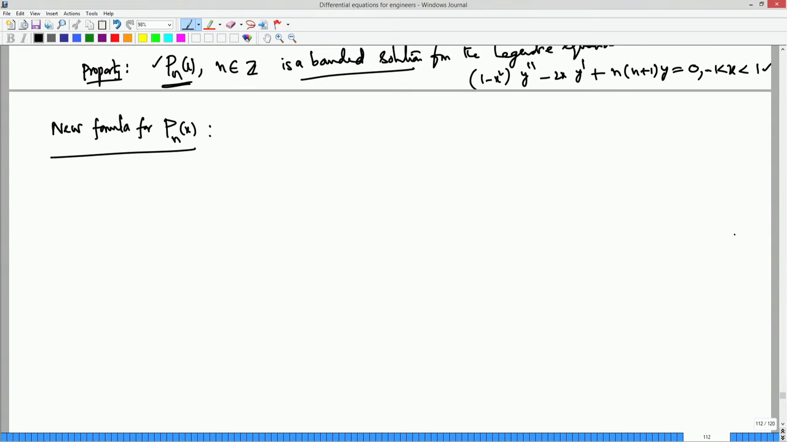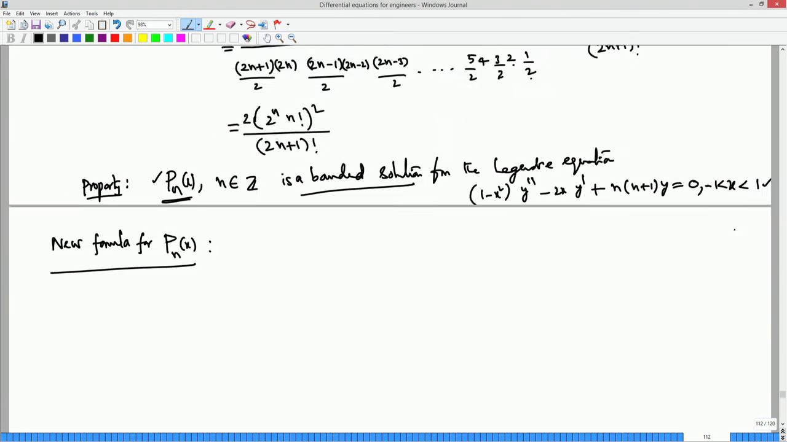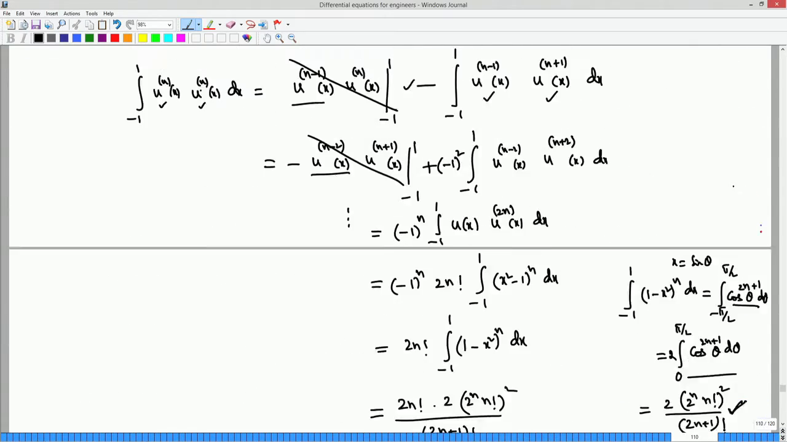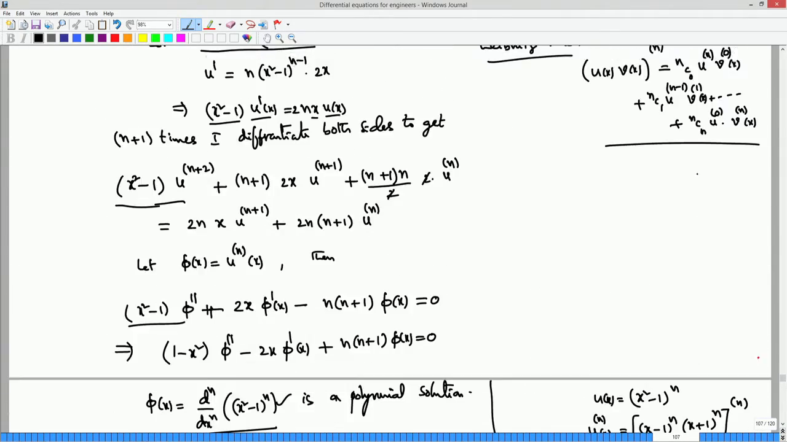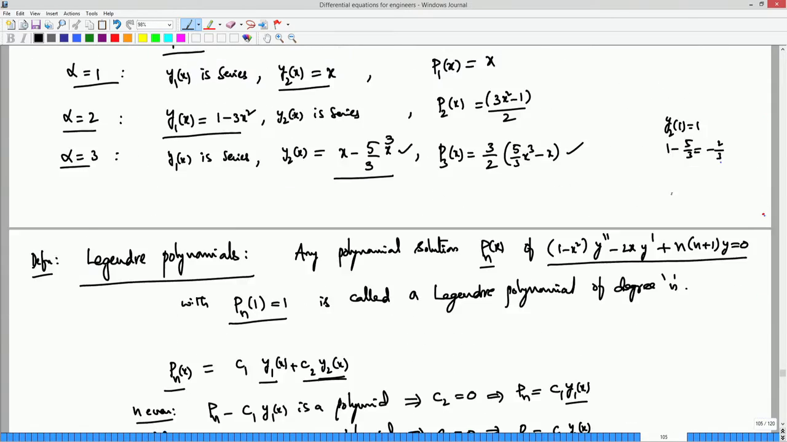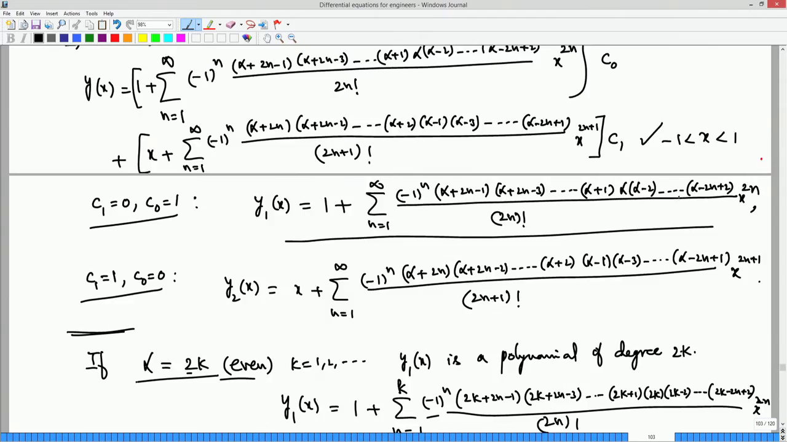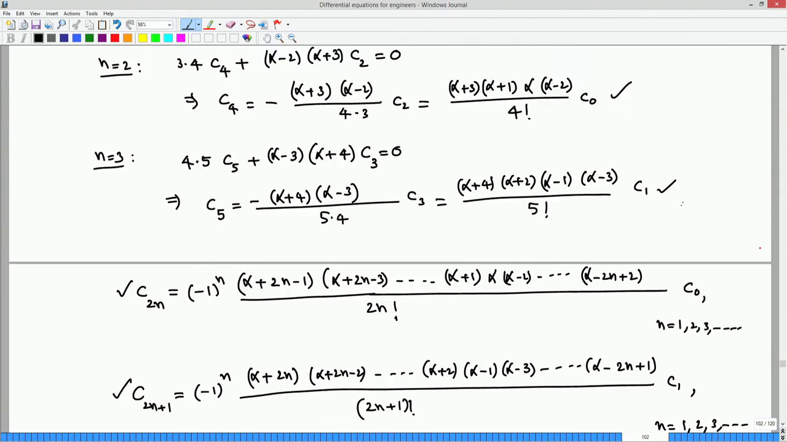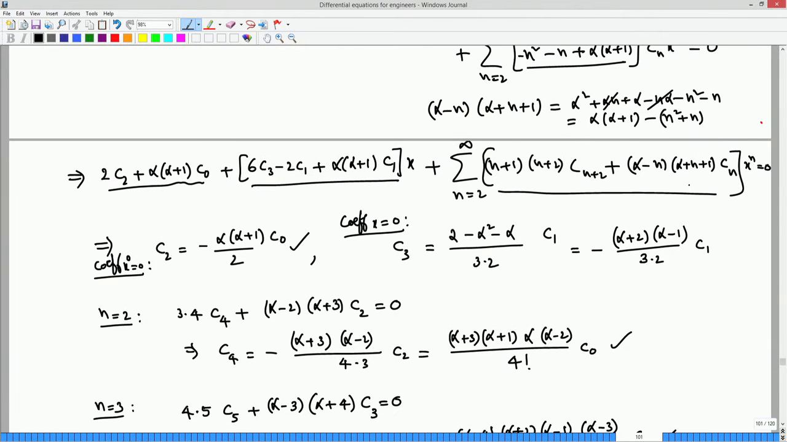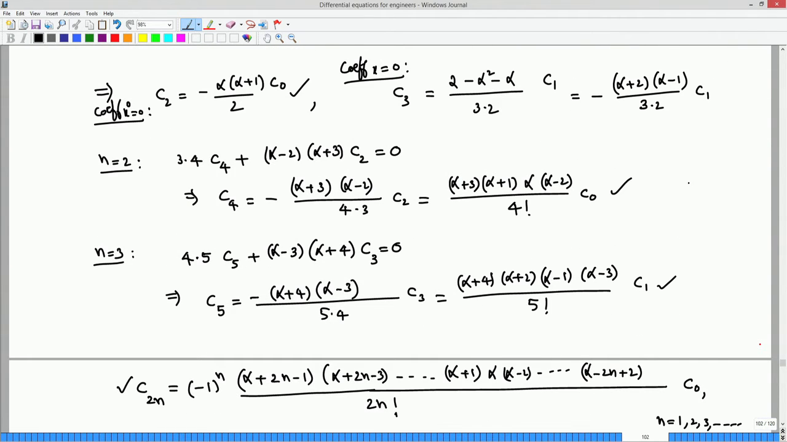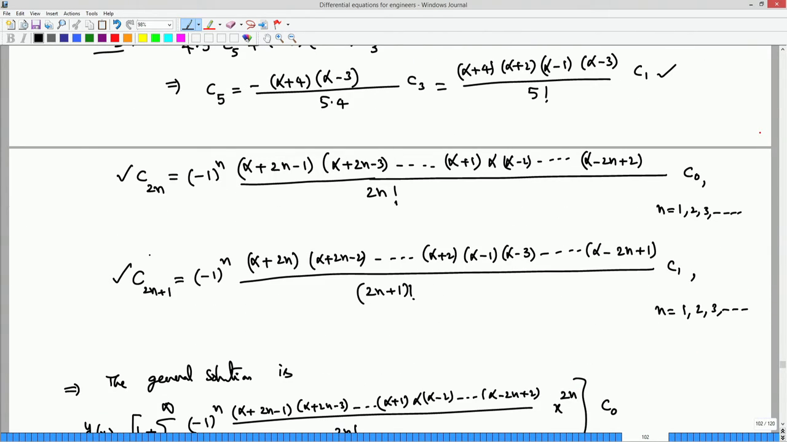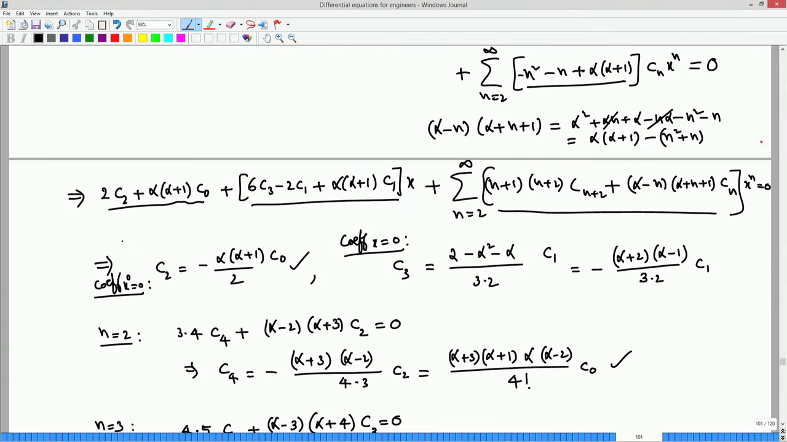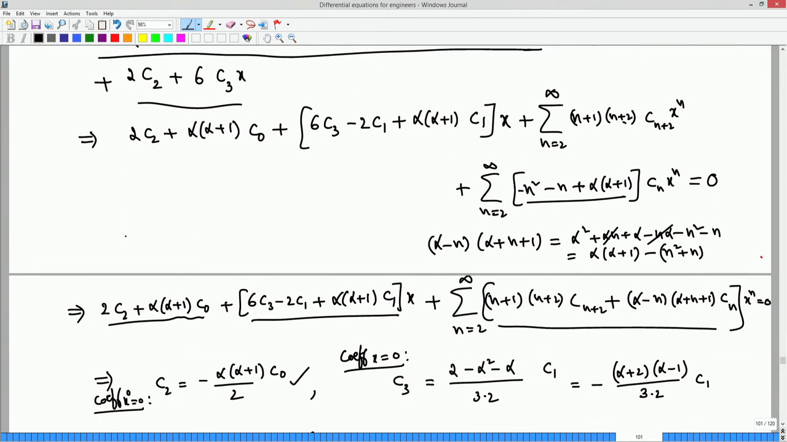We will now give a new formula for this. To give this, let us go back to the equation. What we did when we started solving this equation is we put it as a series solution. When you put the series solution, you get a recurrence relation like this. When you equate the coefficients of x power 0, n equal to 2, n equal to 3, what you have is this. So where is the recurrence formula? You have a recurrence formula here.